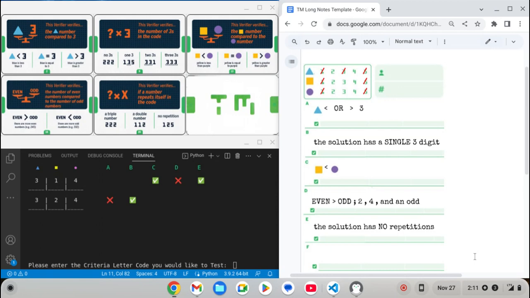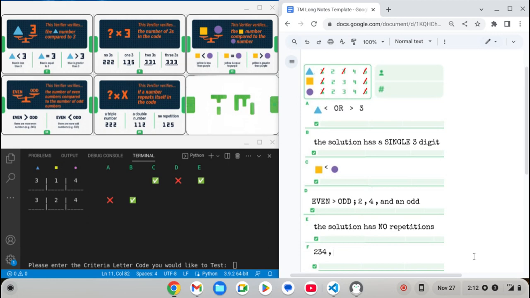Well, let's see if we can list some possibilities. Let's pretend that square is 3. If square is 3 and square is to be smaller than circle, then it looks like 2, 3, 4 is a possible answer choice. And obviously it would coincide with triangle having to be less than 3. Okay, that's if square is 3.